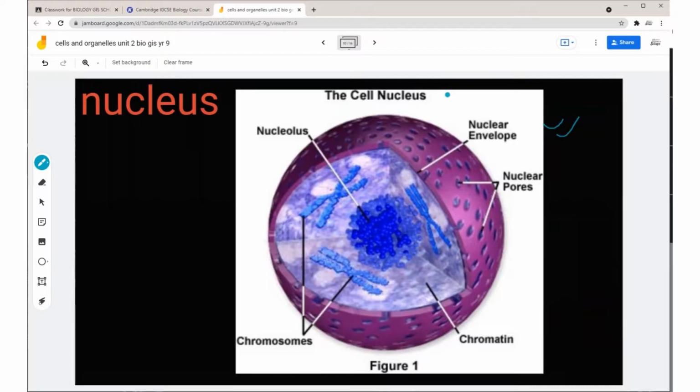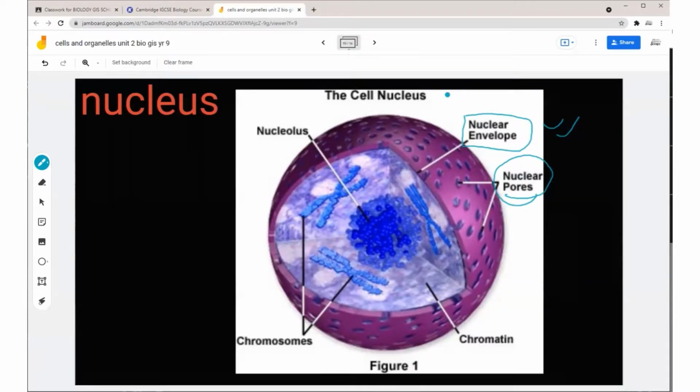Nucleus, first of all, has a boundary, a layer to protect it, which is called the nuclear envelope. Then the nucleus also has some pores, some holes on it. We call them nuclear pores. These are the holes. Make sense?